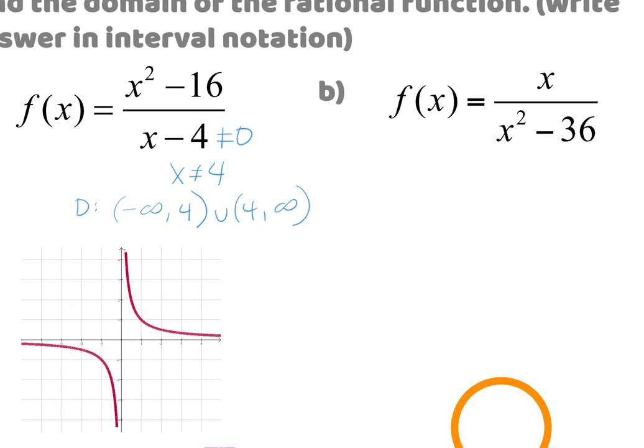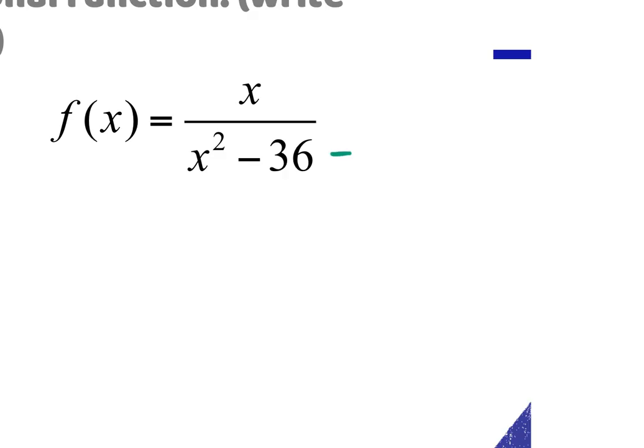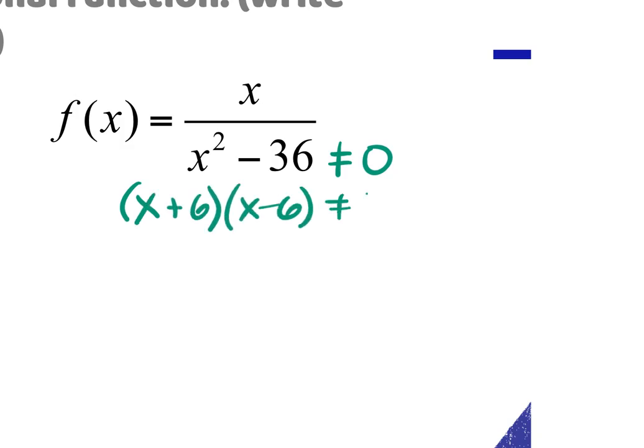Then you go to B. Again, we're going to ignore the numerator. We're going to look directly at the denominator, and we're going to say x squared minus 36 cannot equal 0. And then you can either factor this, or you can use the even root property, but you will see eventually it's going to be important to factor it, so I'm going to take that route. X plus 6 and x minus 6, neither of them can equal 0, so x cannot equal negative 6 or positive 6.